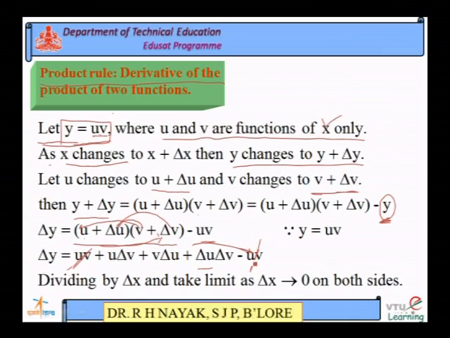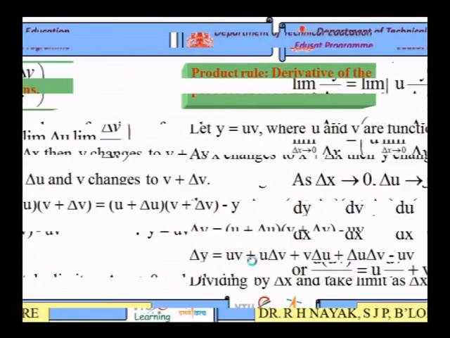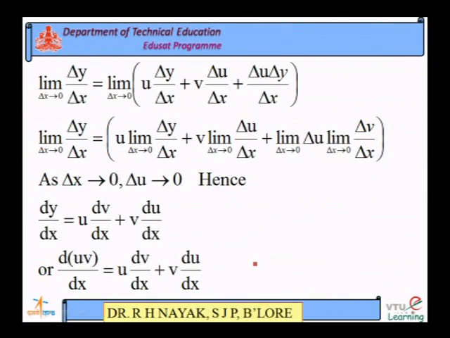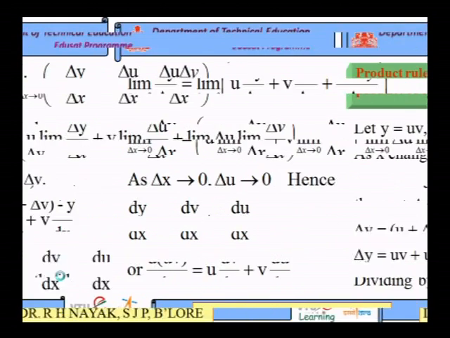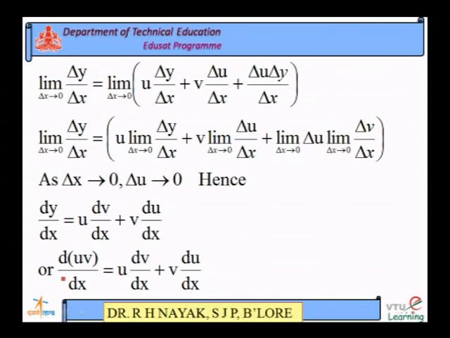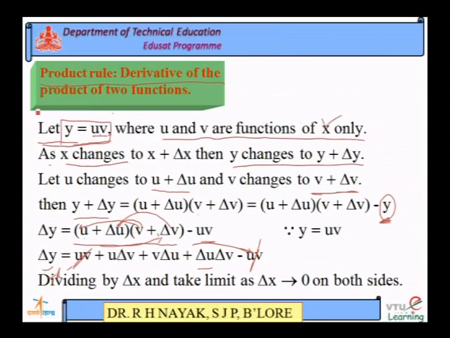After cancelling this, you take delta x tends to 0, the limit on both sides, and divide by delta x on both sides. By applying this, it becomes what? See, we have delta y divided by delta x and taking the limit as delta x tends to 0. The limit of delta y by delta x as delta x tends to 0 is equal to, what is the right hand side? The right hand side is u delta v plus v delta u.